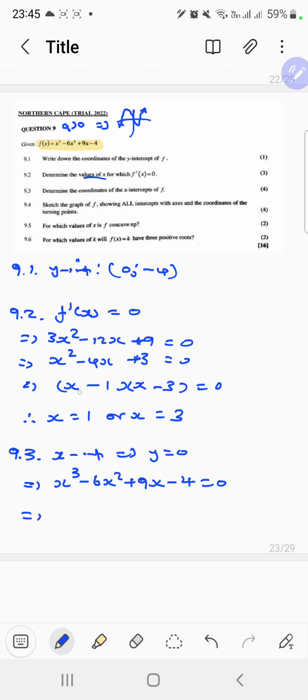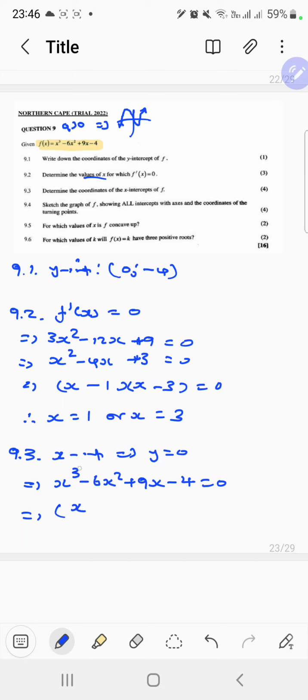1 cubed minus 6 into 1 squared plus 9 into 1 minus 4. I'm getting a 0, so definitely that means there is a root at x is equal to 1.